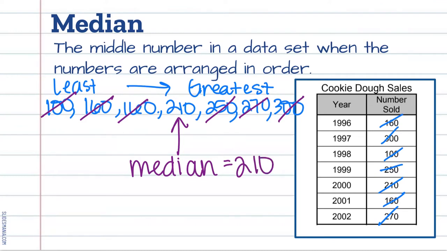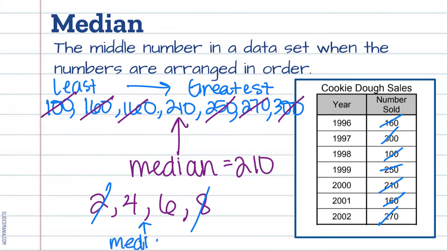If I have a set of data, for example, that I cannot cross off to only one number in the middle, if I'm left with 2, then my median will be the number that's in between those 2 numbers. So the number that's in between 4 and 6 here is 5. So this data set would have a median of 5.